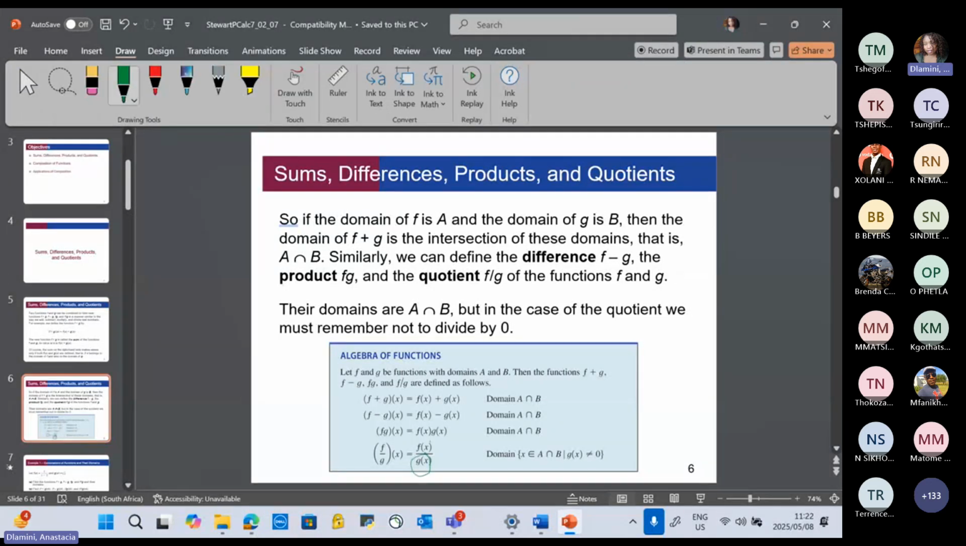Are we all together there? Did I lose someone? Ma'am, I think you made a mistake. You said g of x is equal to 0, and I think the sign says cannot be equal to 0. Thank you. So the domain of f of x divided by g of x is the intersection except for the values of x for which g of x is equal to 0. Thank you very much for correcting me there.